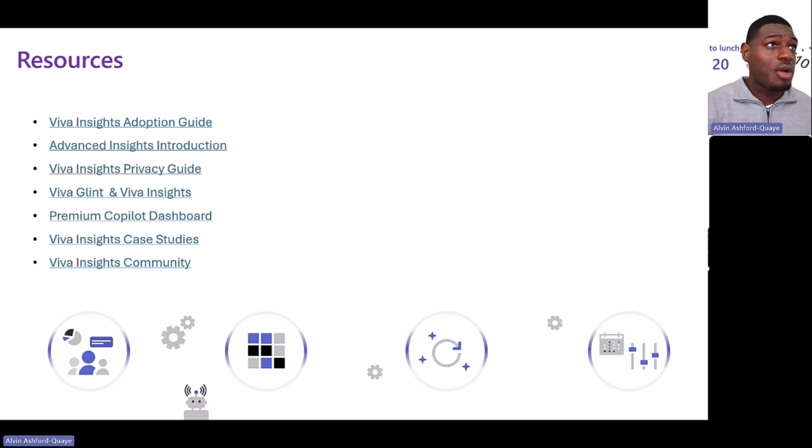So the last thing that I'll share with you is I have included a bunch of resources here that are going to be useful. So you'll see that there's links to the adoption guide, Advanced Insights Introduction, also bits around privacy and safeguard, which is a really important piece to look at. There is a video here that will give you a view of what Glint and Viva Insights looks like as an embedded platform. There's also some case studies on Viva Insights, and then of course there's also a Viva Insights community where you'll start to see things that are happening from time to time.